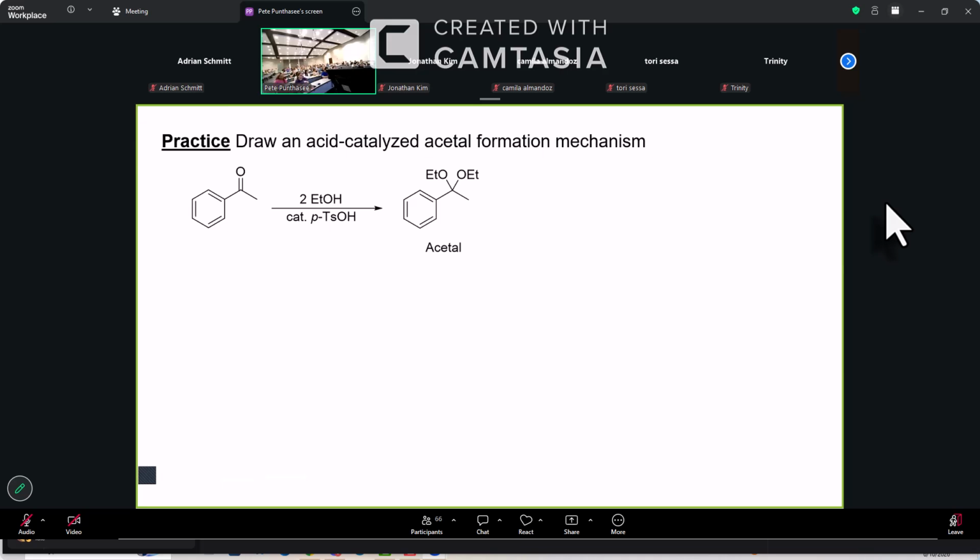Okay. Now here's what we're gonna do. Go look at the handout. You have the reaction scheme, the whole reaction equilibrium. All you do, draw the arrows. I'll leave you to that. Same patterns: protonation, nucleophilic attack, deprotonation. Now let's try if you can do it on your own.